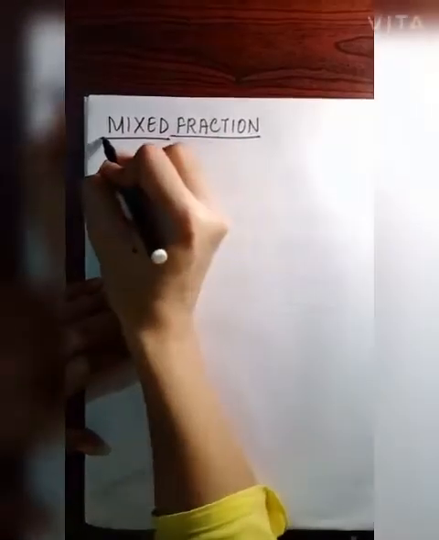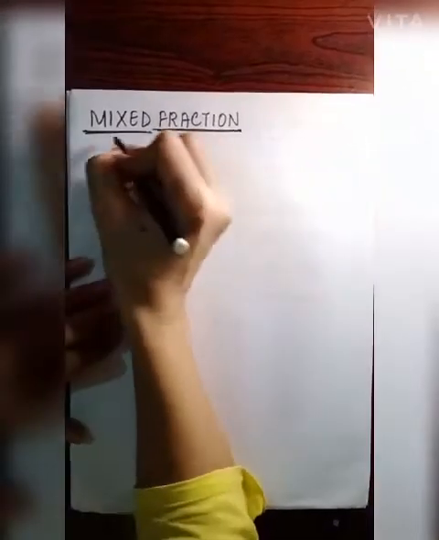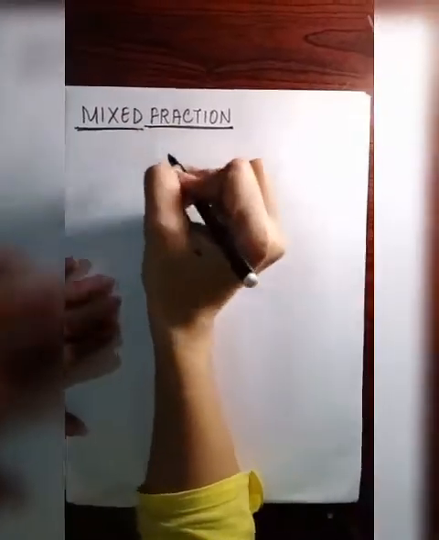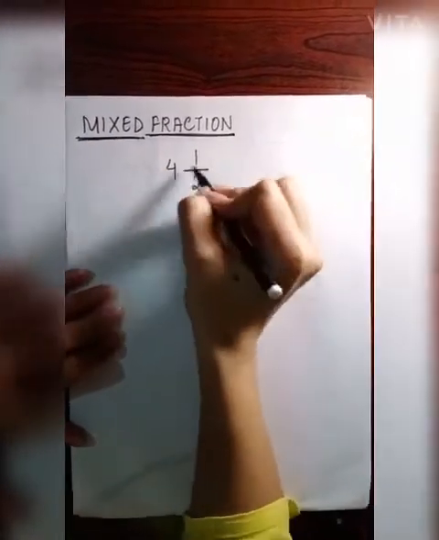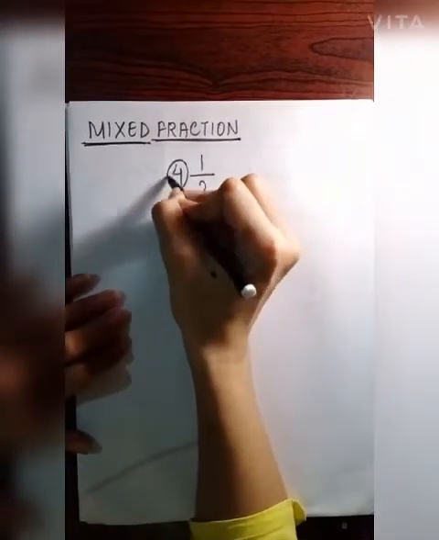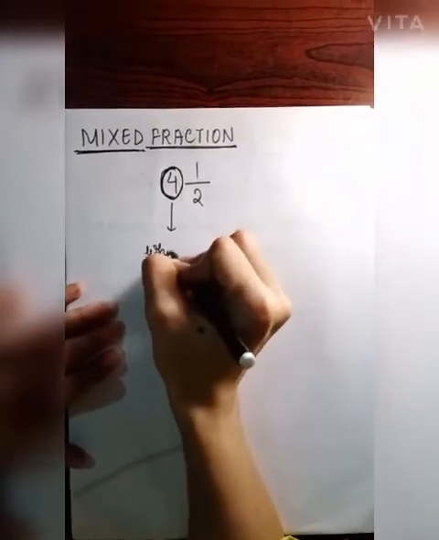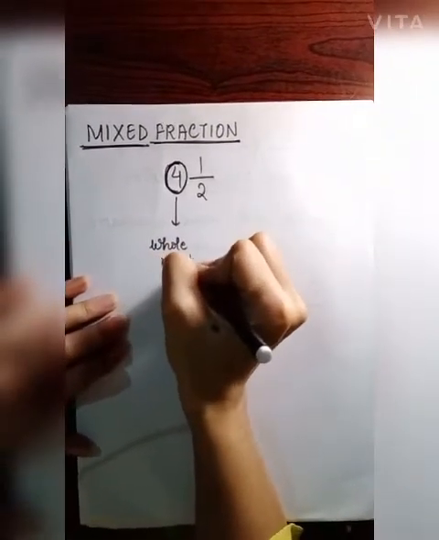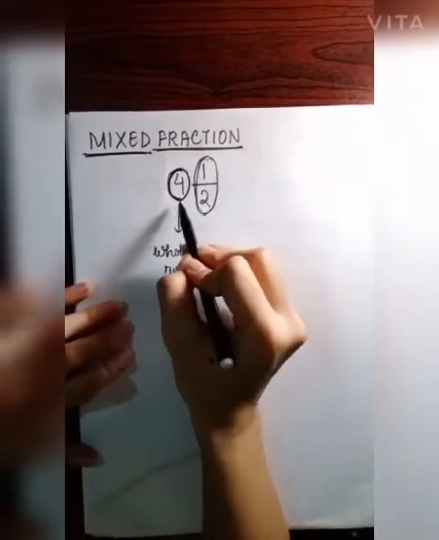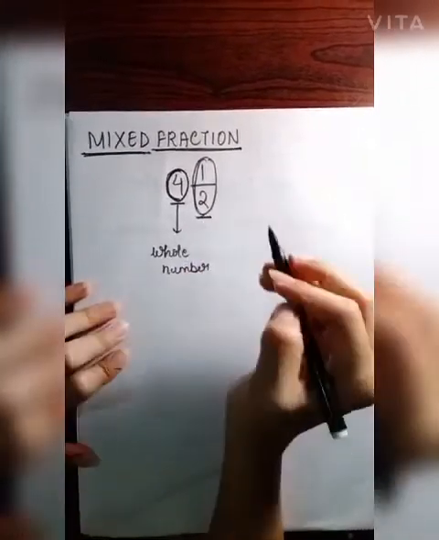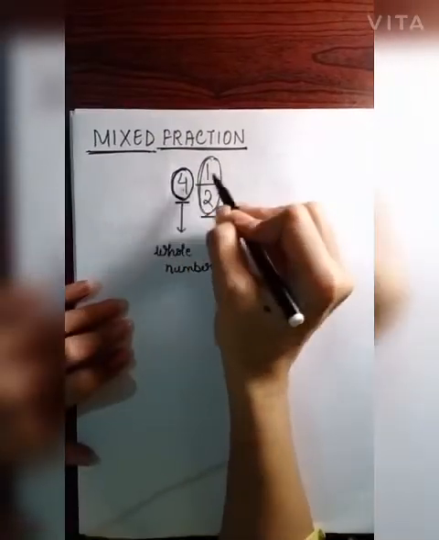After learning about proper and improper fractions, we will learn about mixed fractions. A mixed fraction also has two parts. Suppose we write 4 and 1 upon 2. This number 4 is complete in itself. This is known as a whole number. And this part is our fraction. So a mixed fraction is a mixture of a whole number and a fraction. So this is known as a mixed fraction. We will read it as 4 whole 1 upon 2.